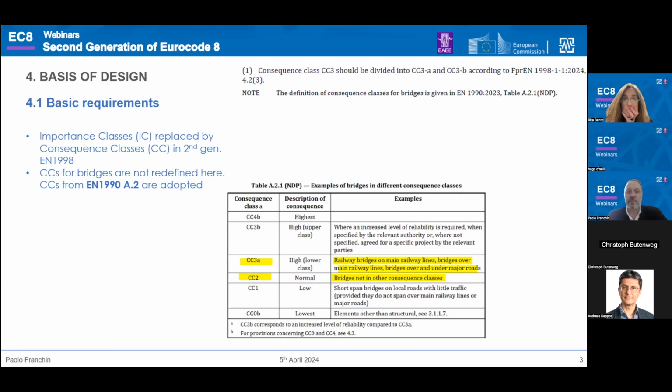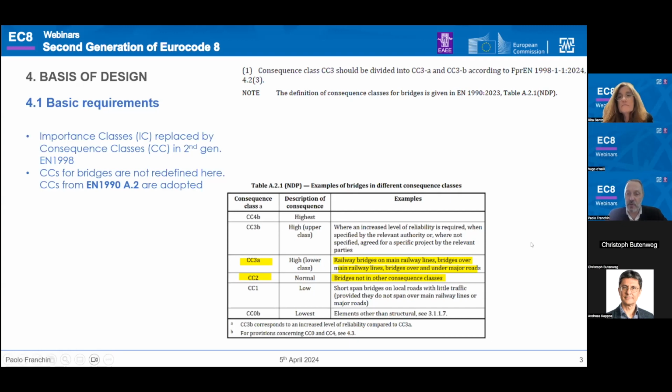We just make reference to the definitions in EN 1990, which I have to underline. This is the table from the Annex A2 on bridges from EN 1990, and these are an NDP. So each country may adapt these definitions to its own needs. I would say that most bridges will fall within consequence class 2 or consequence class 3A. Consequence class 3A, the lower class of the high consequence class, includes all railway bridges on main railway lines, bridges over main railway lines, and bridges over and under major roads.